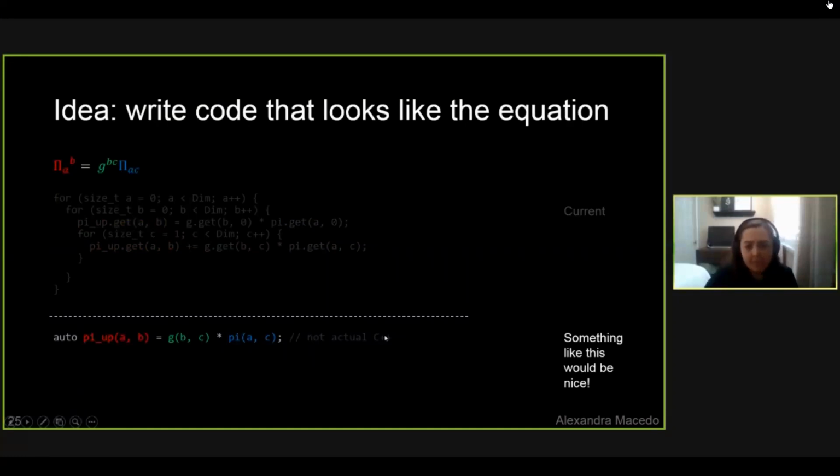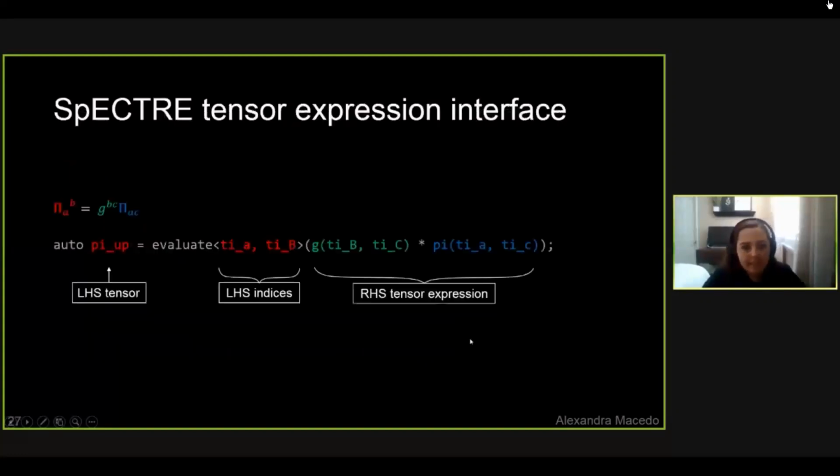Now, this isn't real C++, but with SpECTRE's tensor expression interface that we've now developed, you can write something pretty close to this, and it looks like this, where this single line of code will do the work of these for loops, and the code actually resembles the equation. So let's look a little closer at the syntax.